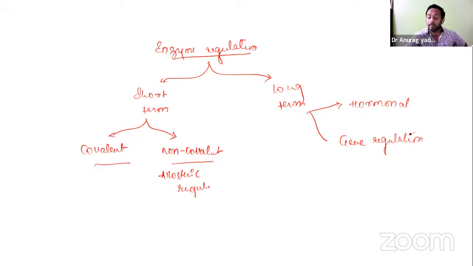So this is enzyme regulation. There is short-term regulation and long-term regulation. This is an important 3-mark or short answer question in the exam. Short-term regulation, long-term regulation. Short-term, two types: covalent modification and non-covalent modification, which can also be allosteric modification or allosteric regulation. Long-term, two types: hormonal regulation and gene regulation. So these are the classifications of regulation.